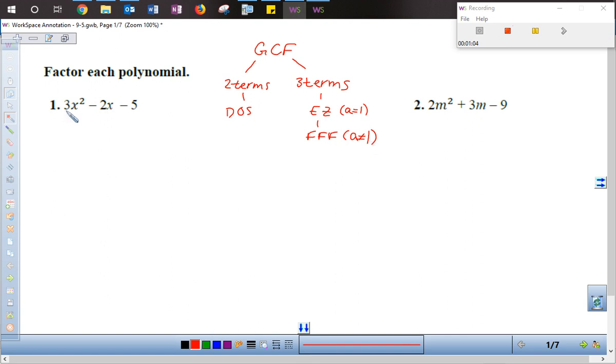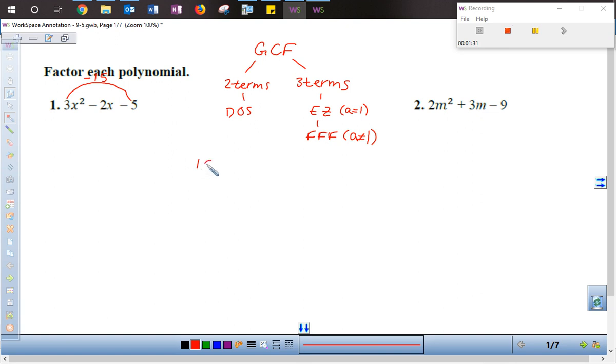So on number 1, I have 3 terms, and my a value is 3, so that means I'm going to have to use frowny face factoring. We're going to start by taking my a value of 3 times my c value of negative 5, and 3 times negative 5 gives me negative 15. Now I need to find the factors of negative 15 that add together to be negative 2.